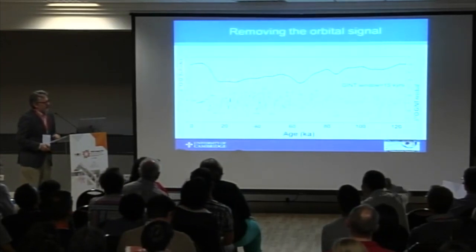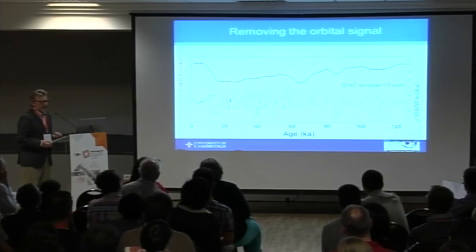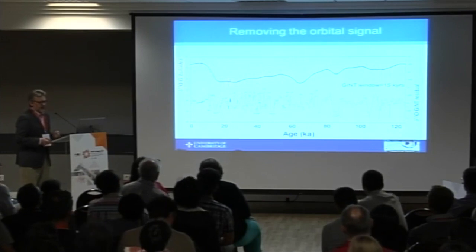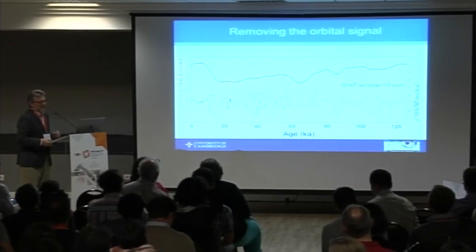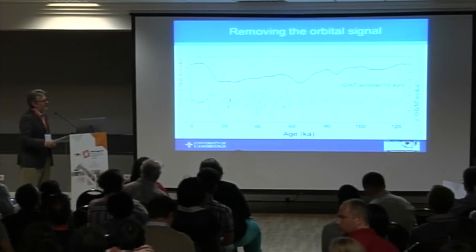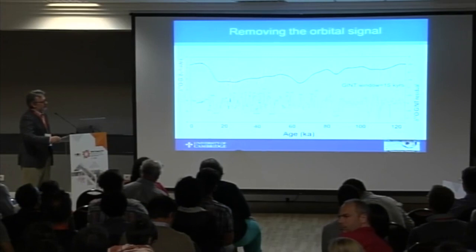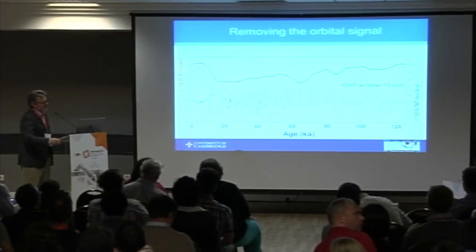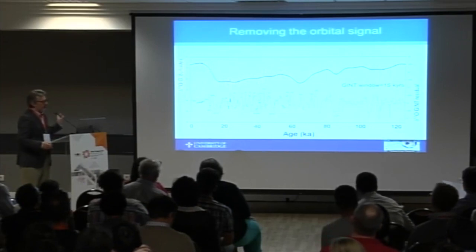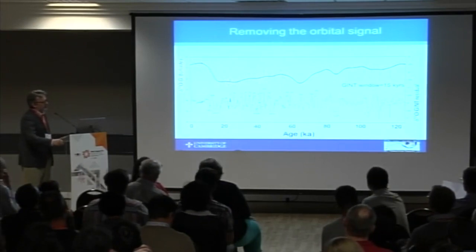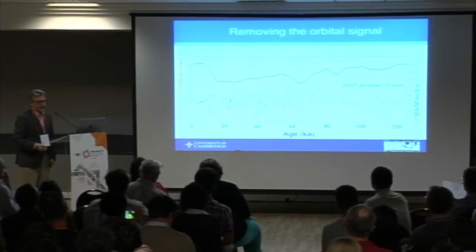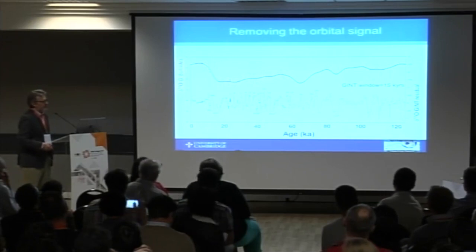One of the things I want to do is remove the orbital signal to focus on the millennial. There are a number of ways one could do that. One could use a high-pass filter. But what I've done is I've taken a Gaussian interpolation window of about 15 kiloyears, shown in blue, and then calculated a residual to emphasize the millennial scale changes.